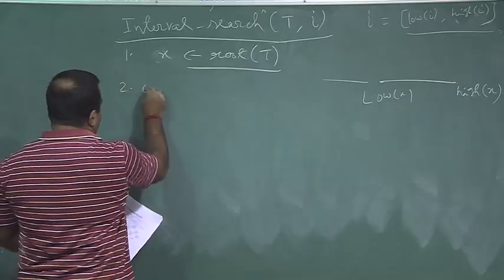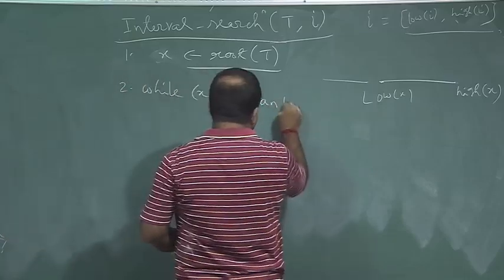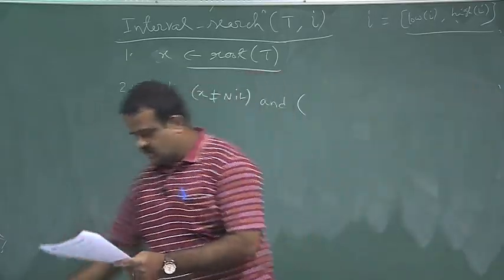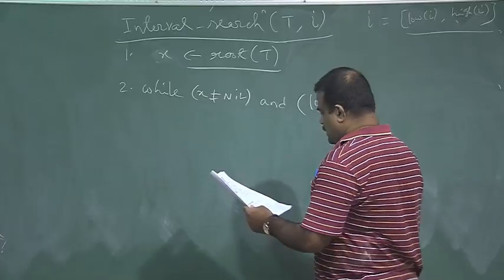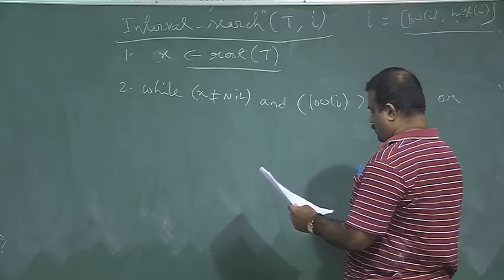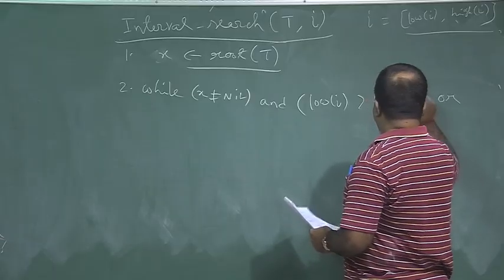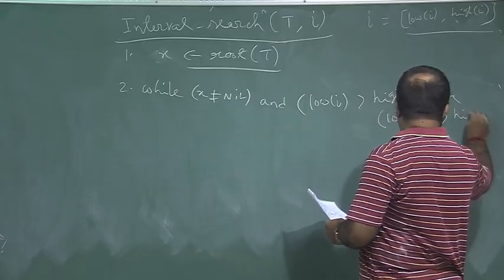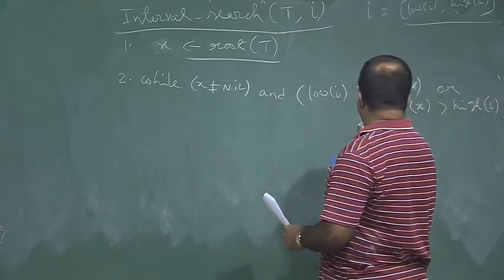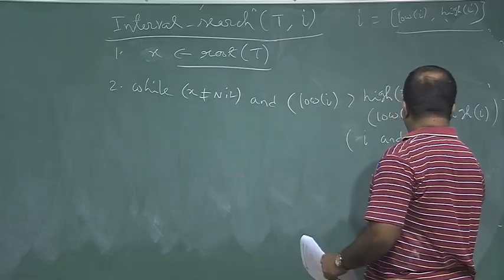Okay. So, while x is not null, and this is the checking for non overlapping: if low of I is greater than high of x, or low of x is greater than high of I. If either one of these is true, then I and x are non overlapping, they do not overlap.